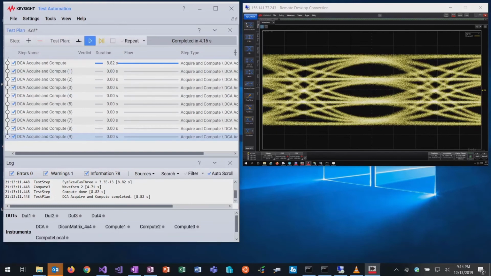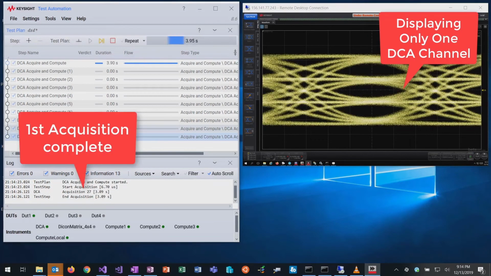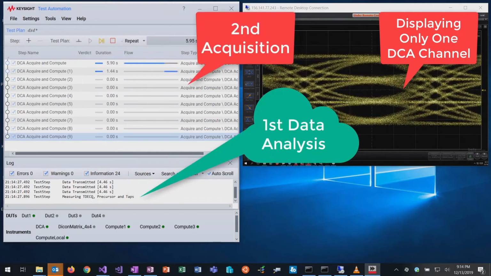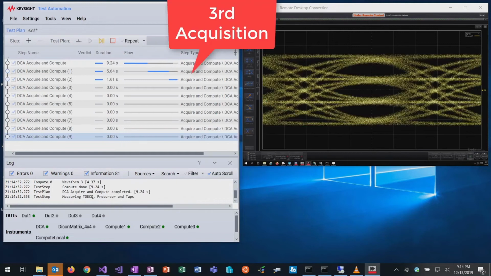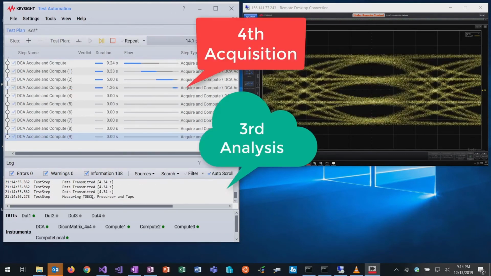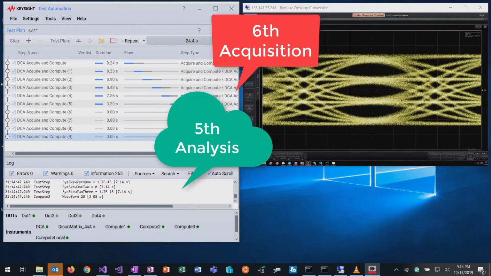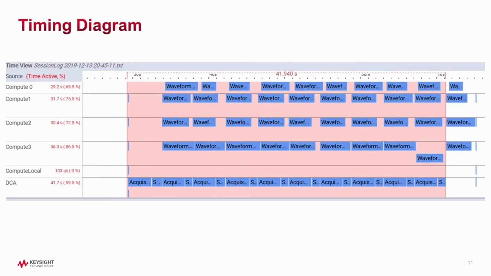In the disaggregation experiment, it starts with a new waveform acquisition. The waveform data is uploaded and the first analysis is started. Immediately after the first acquisition, the second transmission is started. Most notably, the subsequent analysis and acquisitions are running in parallel, and so on. Again, let's have a look at the timing diagram.